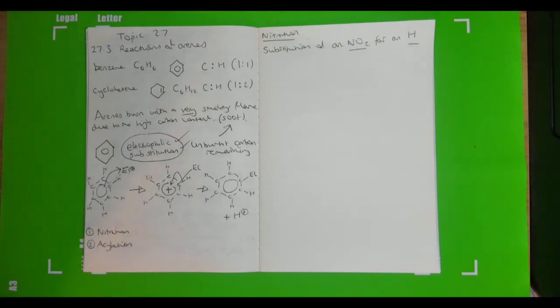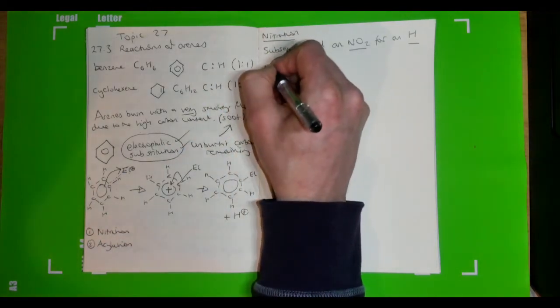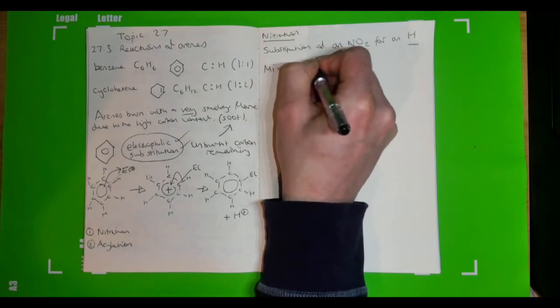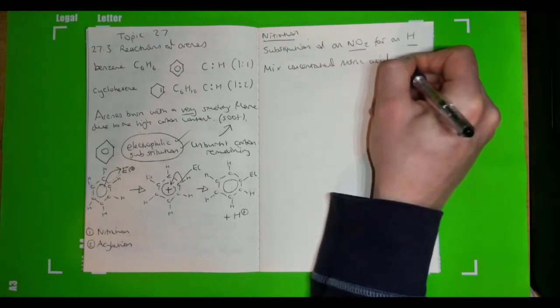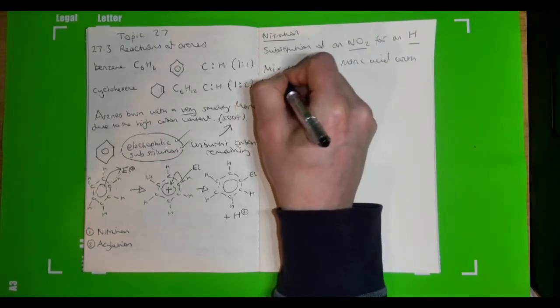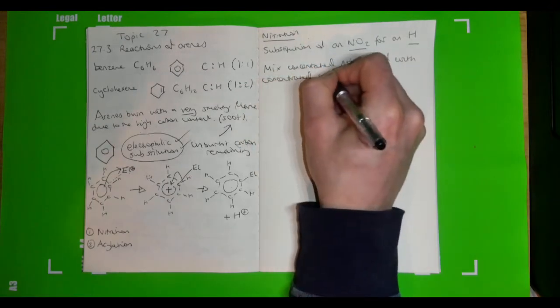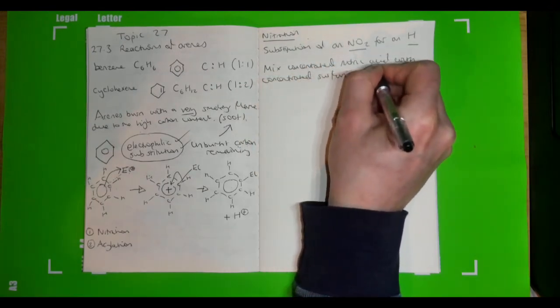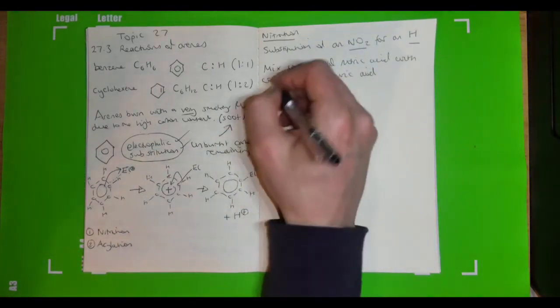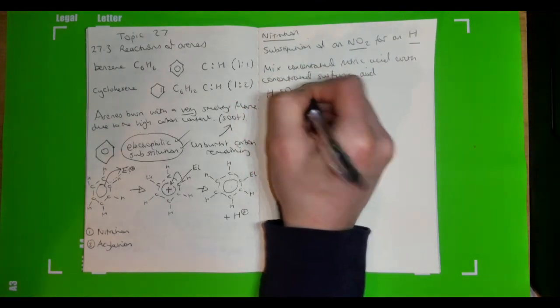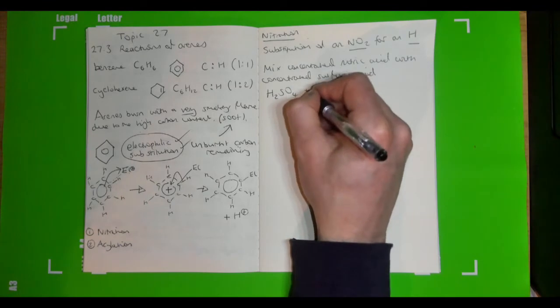So let's have a look at the first step. In the first step, what we do is we mix concentrated nitric acid with concentrated sulfuric acid. That's our first step. Let's write down the chemical formula for sulfuric acid and the chemical formula for nitric acid.